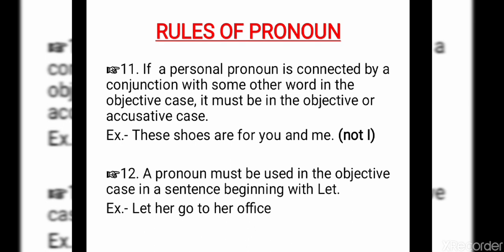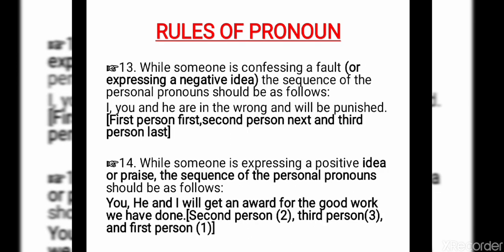The 12th rule: a pronoun must be used in the objective case in a sentence beginning with "let". For example, "Let her go to her office." Last day we learned what the objective case and subjective case are. So here a pronoun must be used in the objective case if the sentence begins with let. "Let her go to her office." It is not "Let she go to her office." That is incorrect.